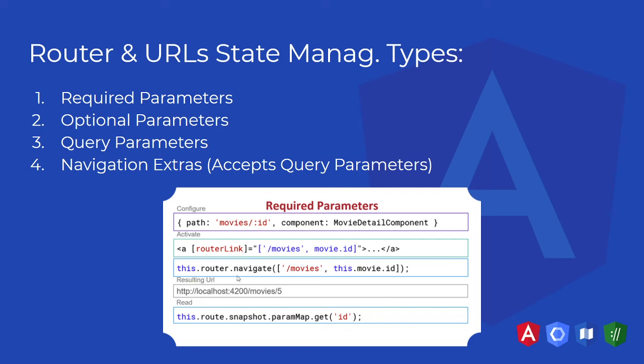And you can also send from the TypeScript file as well, this.router.navigate, where the first param is your path, which you are suggesting to move on, and the second one is the ID. So when you open that URL in the browser, the resulting URL will be like localhost:4200/movie/5.